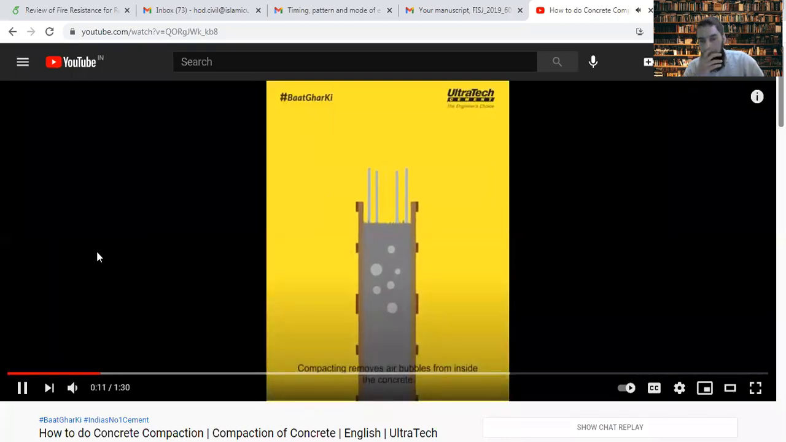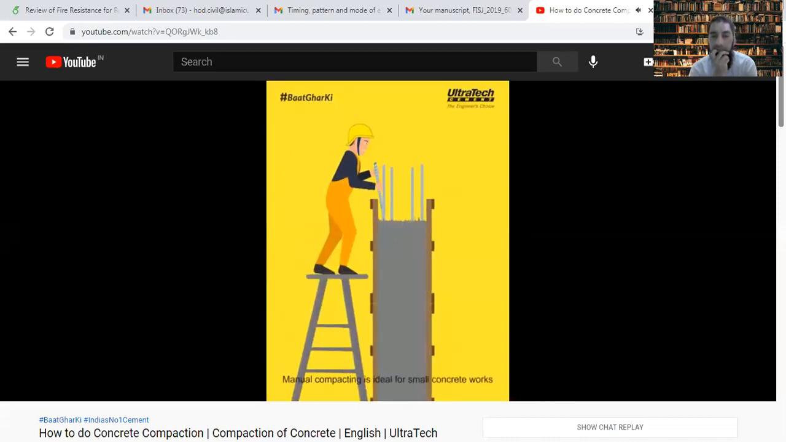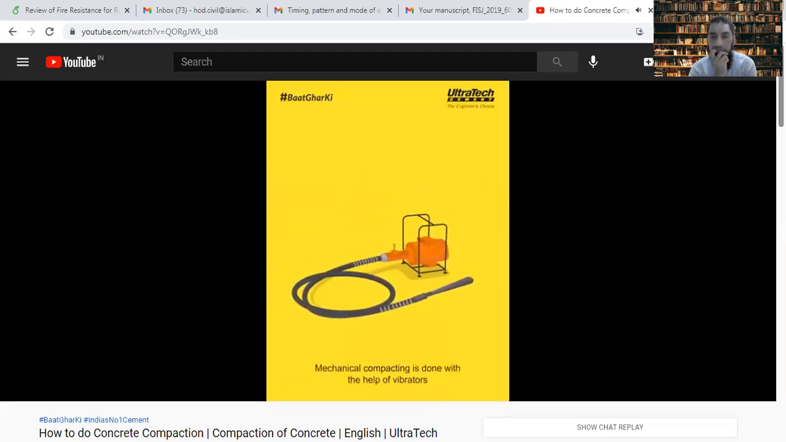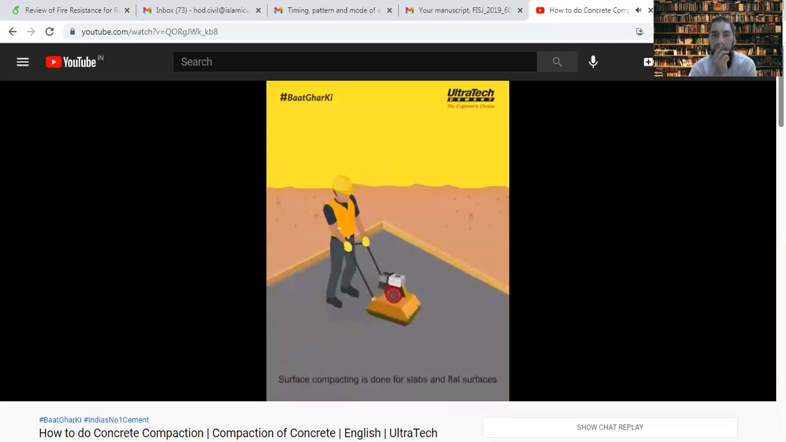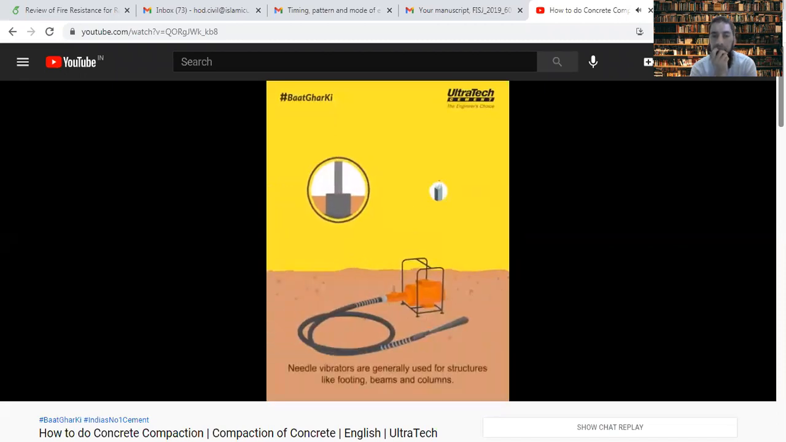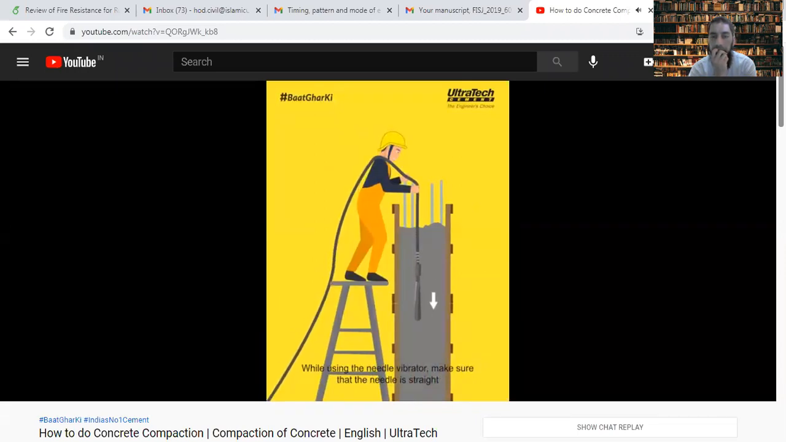Compacting removes air bubbles from inside the concrete, making the concrete dense, which increases its strength and durability. Manual compacting is ideal for small concrete work. You can use a steel rod for rodding or a wooden crossbeam for damping. Mechanical compacting is done with the help of vibrators, which results in a more effective compaction. Surface compacting is done for slabs and flat surfaces. Needle vibrators are generally used for structures like footing, beams, and columns. While using the needle vibrator, make sure that the needle is straight and the needle should.